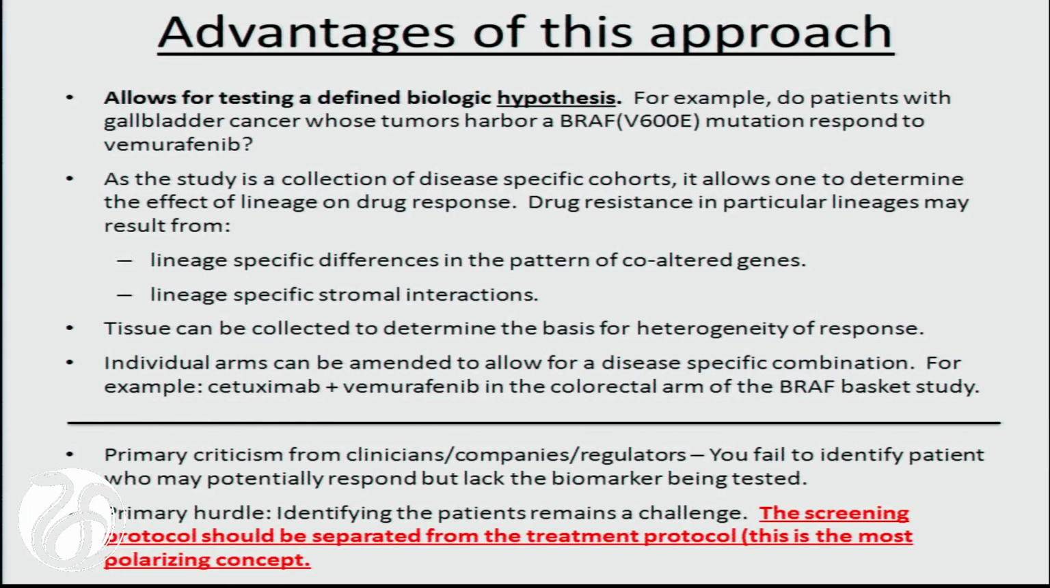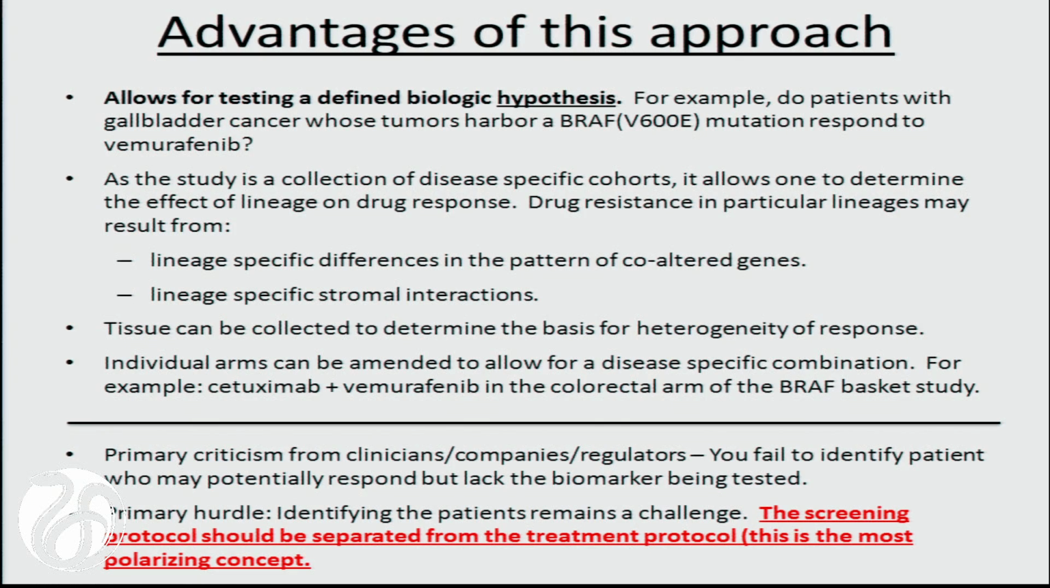It allows for testing a defined biologic hypothesis. As the study is a collection of disease-specific cohorts, we can determine the effect of lineage. So one of the comments we always get is, simply because they have BRAF doesn't mean they're going to respond. I completely agree, and we're actually seeing that in the case of the BRAF inhibitor. The drug seems to work in melanoma and lung cancer, but it doesn't work in colon.